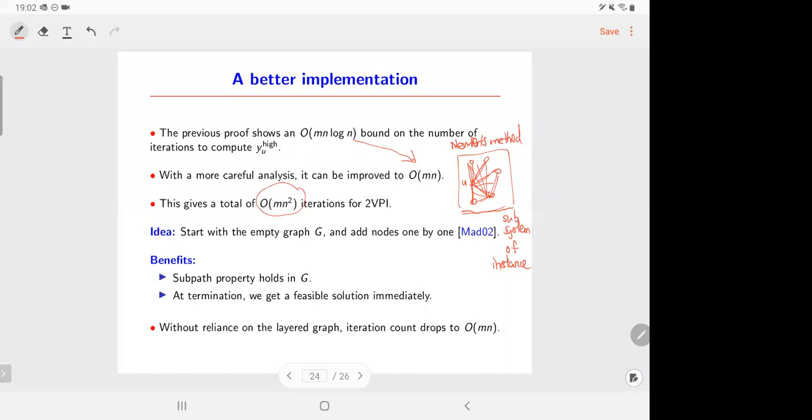The benefit of this implementation is that now the subpath property holds in the original graph. We don't have to go through the layered graph anymore. The layered graph blows up the number of edges by a factor of n, and without that, we can save a factor of n. So this gives us an overall running time of O of mn. Another benefit of this approach is that when Newton's method terminates, we immediately get a feasible solution of the system. Previously, we only got y_u high for every node u, so we still had to run a Bellman-Ford subroutine to get a feasible solution.